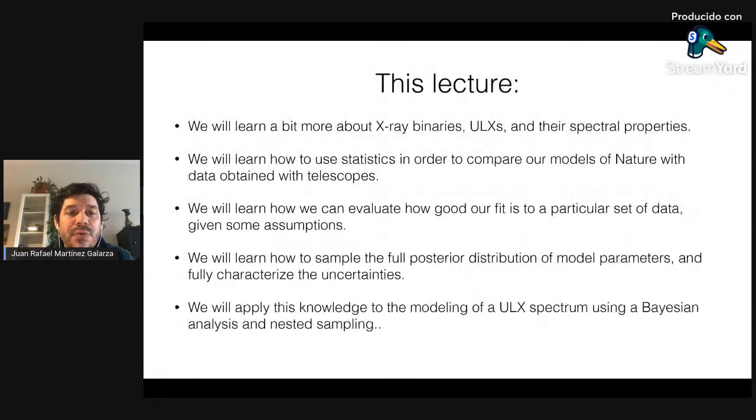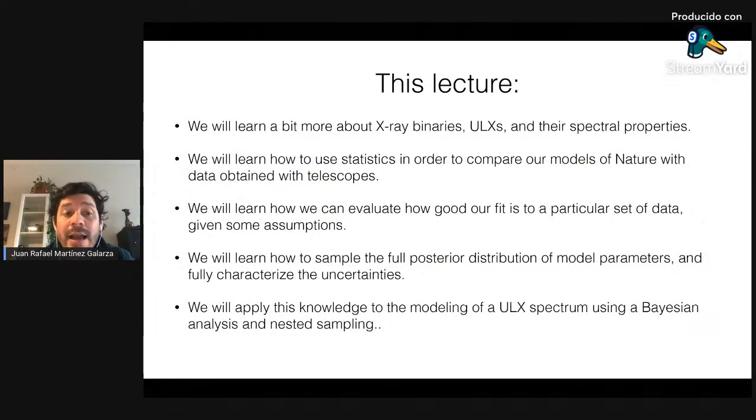So in this lecture, we will learn a bit more about astrophysics, of course, and we're going to start with some motivation on X-ray binaries, ultraluminous X-ray sources, as well as their spectral properties. So I'm going to tell you a little bit more about these fantastic objects that basically hide the most massive and some of the most energetic stellar mass objects in the universe.